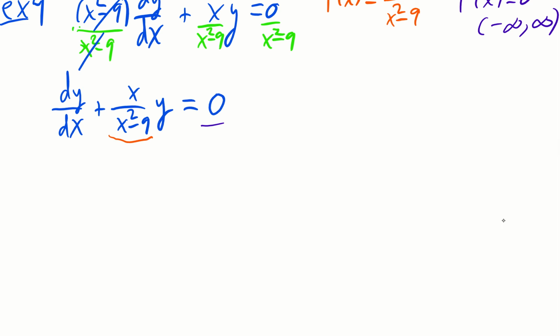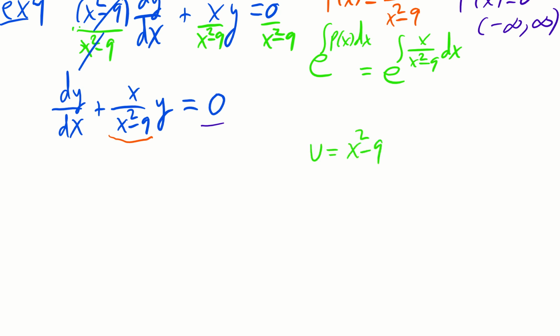To solve it, we need to find our integrating factor. That's going to be e to the integral of our p of x dx. This is going to be e to the integral of x divided by x squared minus 9 dx. This integration can be done via a u sub. Let u equal the denominator, x squared minus 9. Then du would be equal to 2x dx.